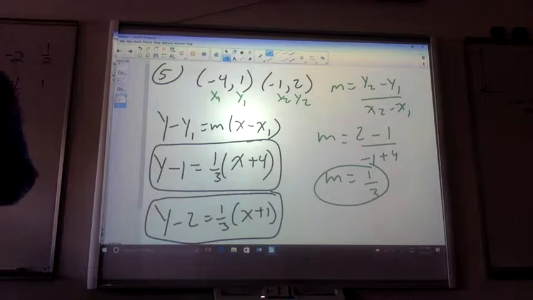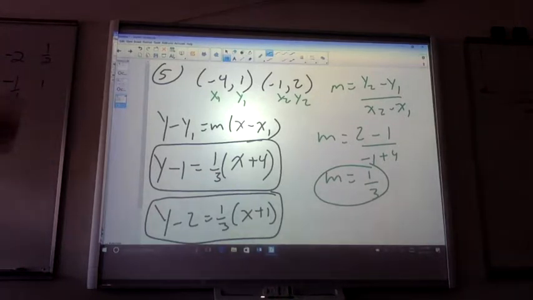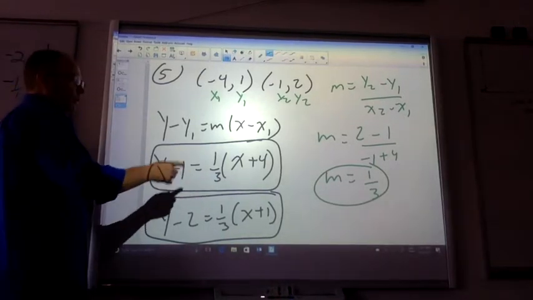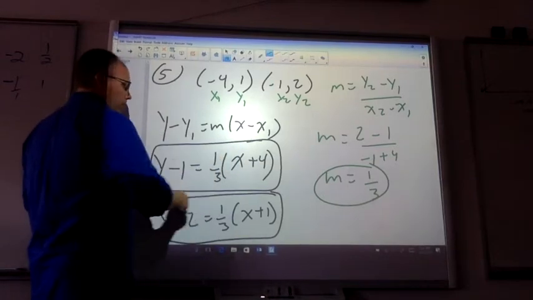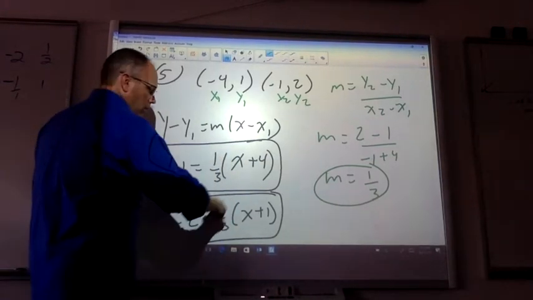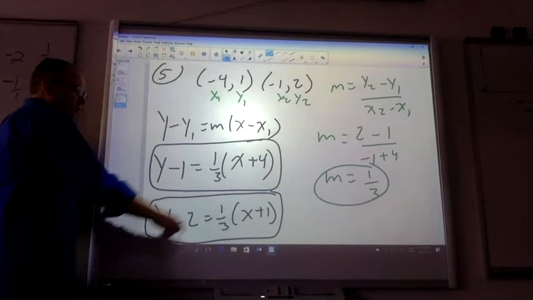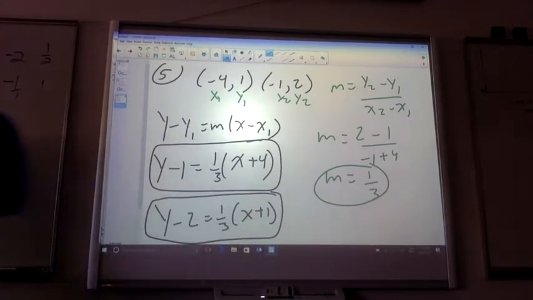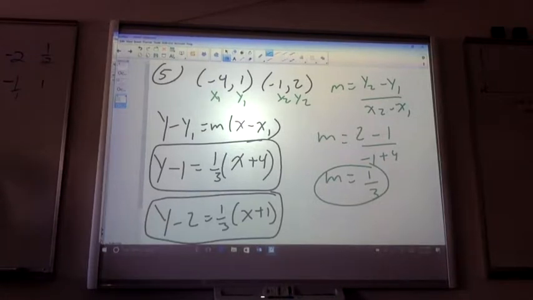Number 6. Number 6, you got it. So again, these are both correct answers. If I were to solve both of these, if I were to distribute 1/3 over the parentheses and then add 1, or if I distribute 1/3 over the parentheses and add 2, I get the exact same answer both ways. Number 6.